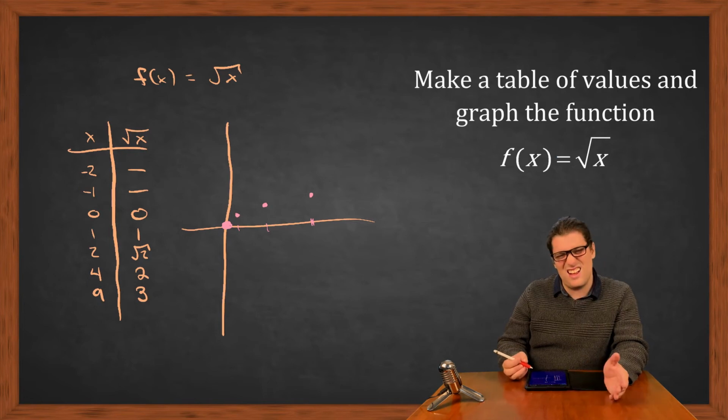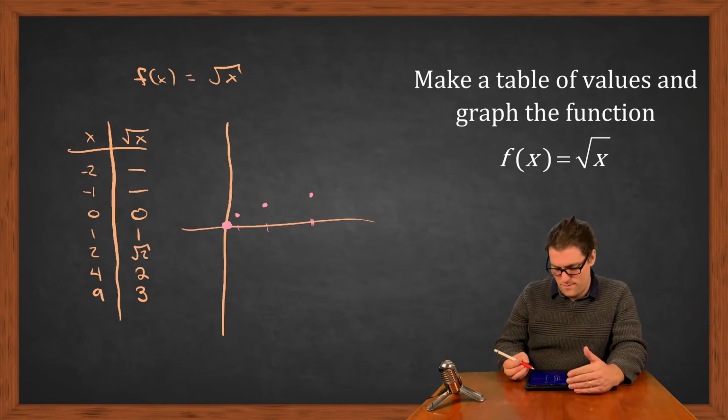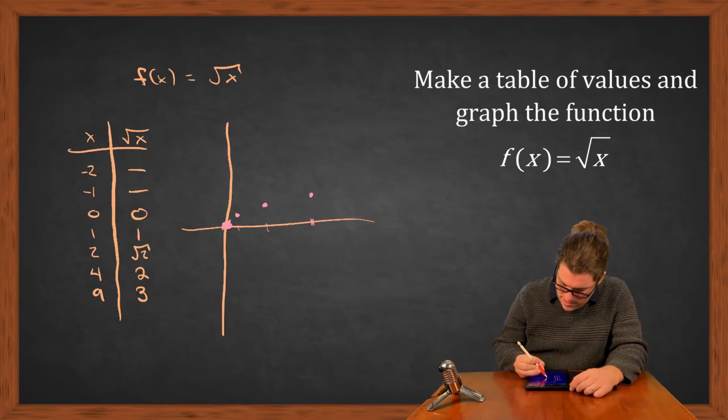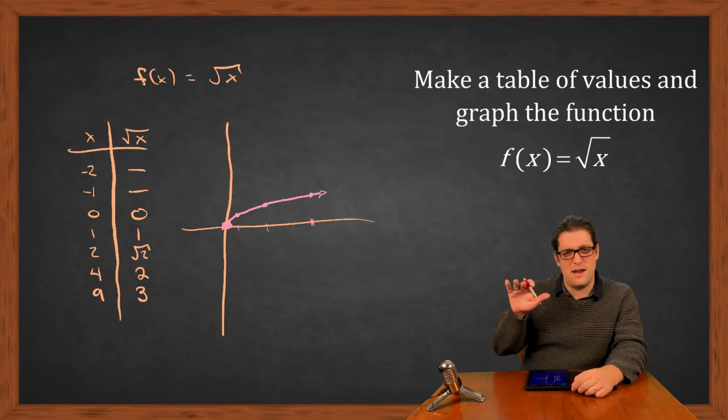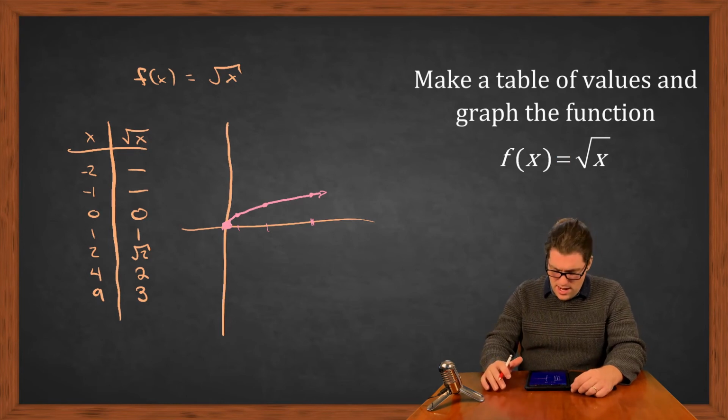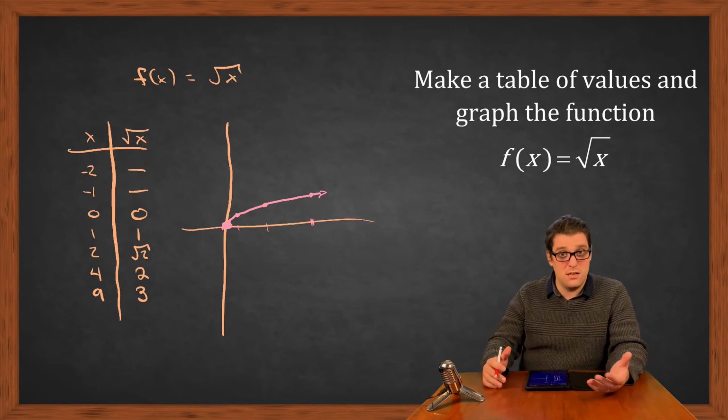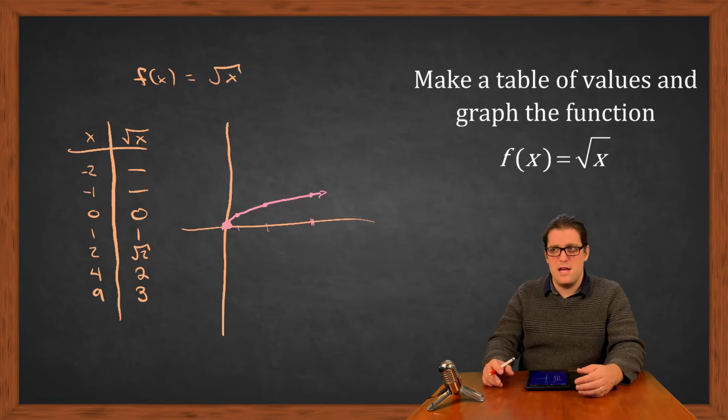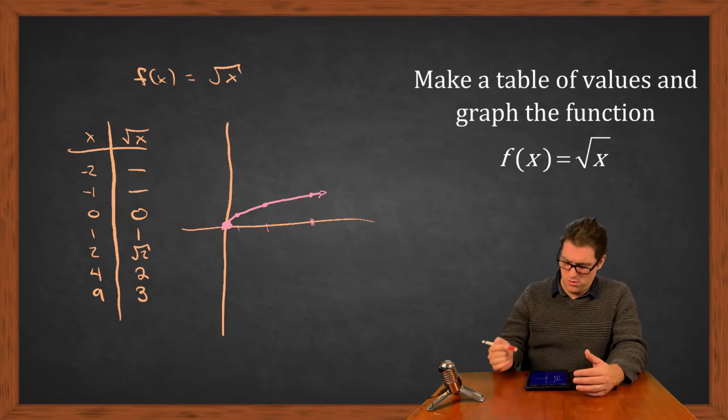So this would be 0, 0, and then 1, 1, and then 4, 2, and 9, 3 as my points. I'm going to make my function curve through those. As you can tell, it's going to flatten out as it goes further out to the right. It's going to be 16, 4, and 25, 5. It goes out quite a ways without growing a whole lot.